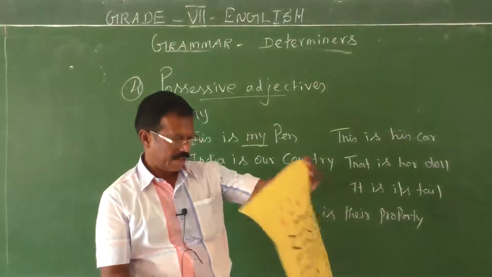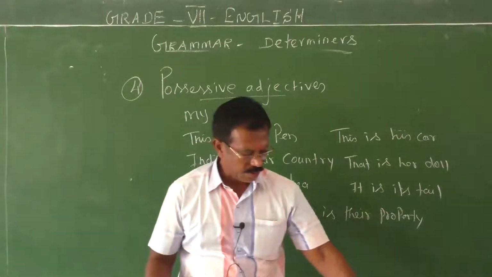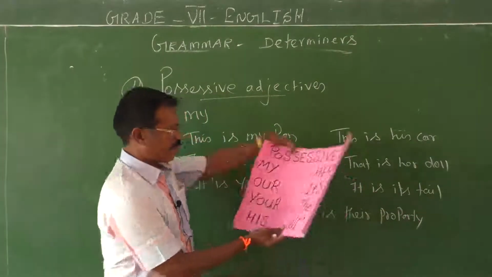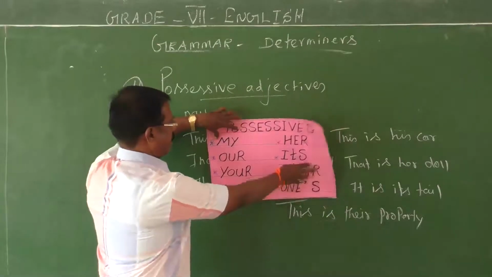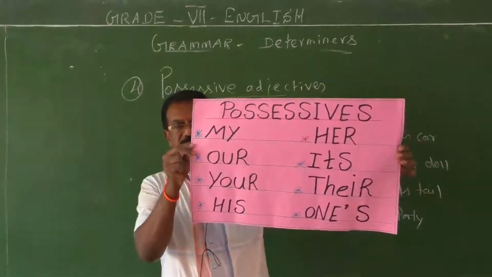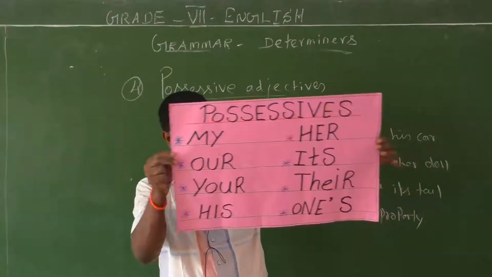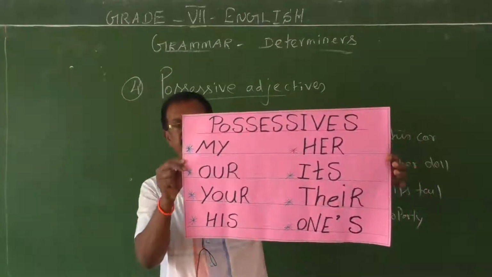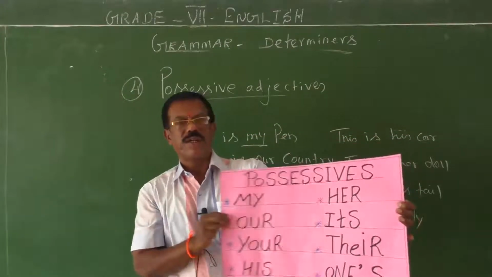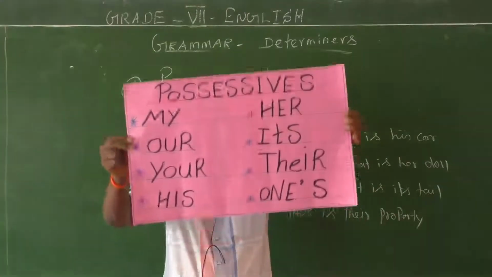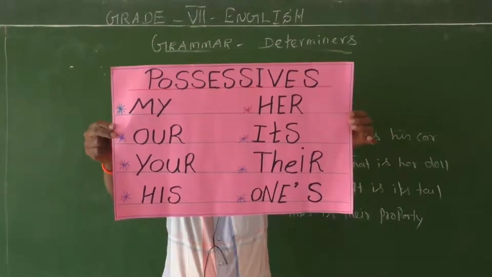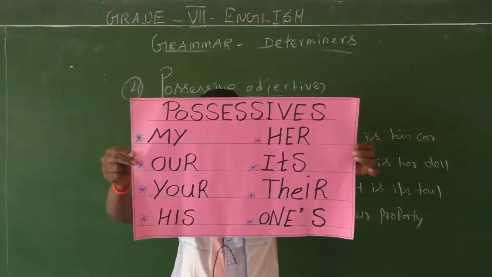Okay, see, I will show you the chart which shows the pronouns and the possessive adjectives. I, my, we, our, you, your, he, his, she, her, it, its, they, their. So they are called possessives. Can you see this chart clearly, children? The possessive adjectives written on the chart give you a clear idea.